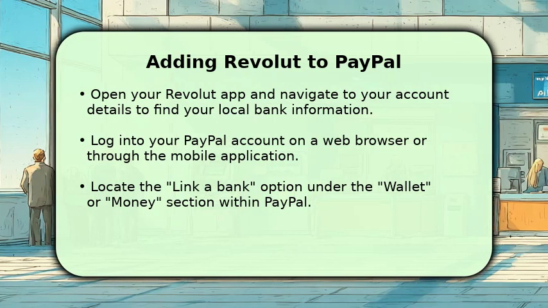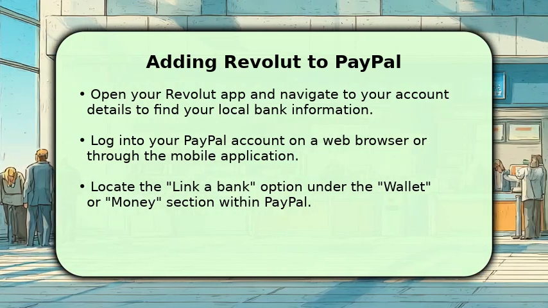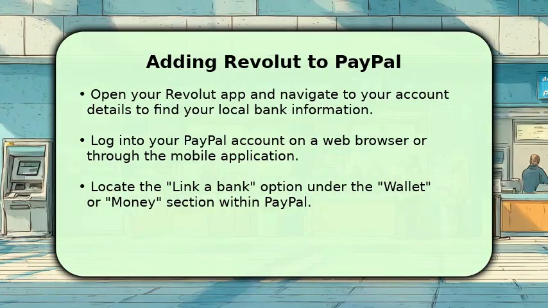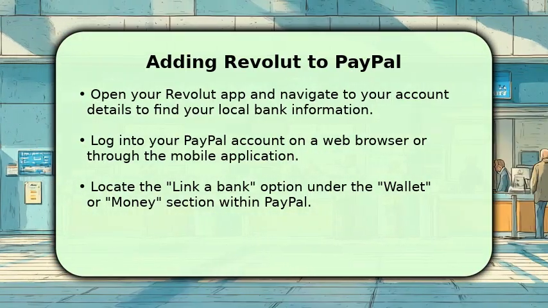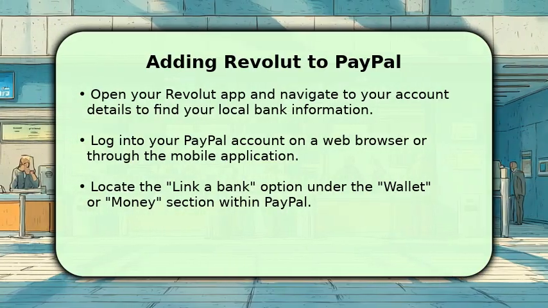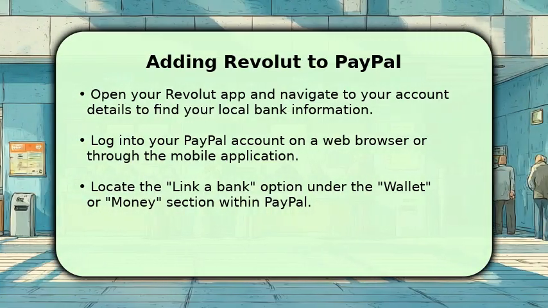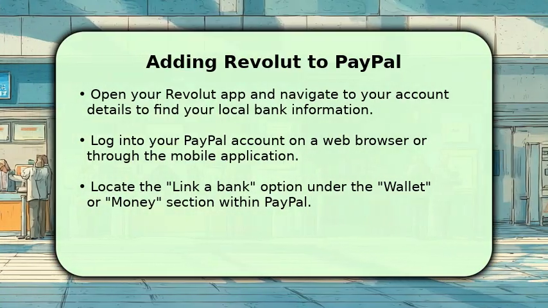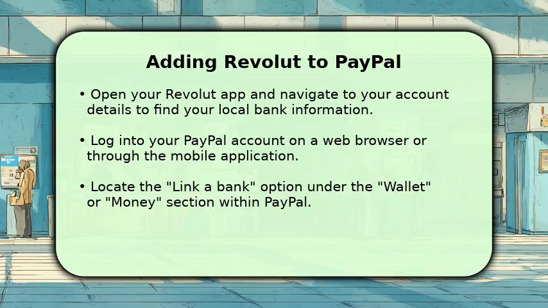To begin, open your Revolut app and access your account details, making sure to note your local currency bank information, such as your sort code and account number. Then, log into your PayPal account. Navigate to the Wallet section, where you will find the option to link a new bank account. Enter the Revolut details precisely as they appear in your Revolut app.